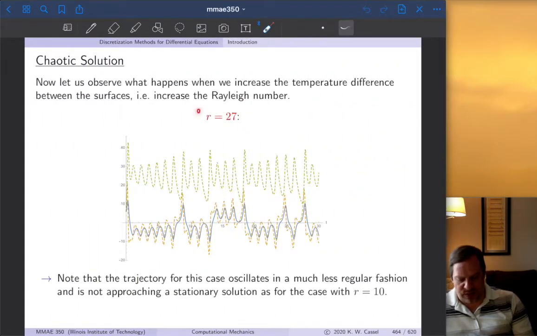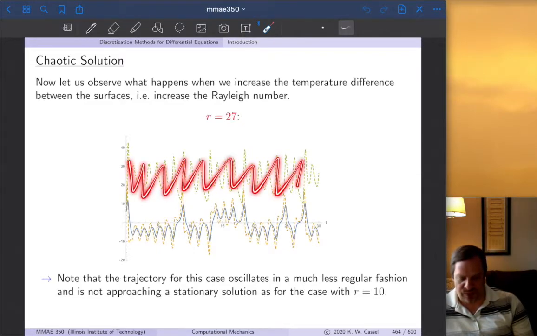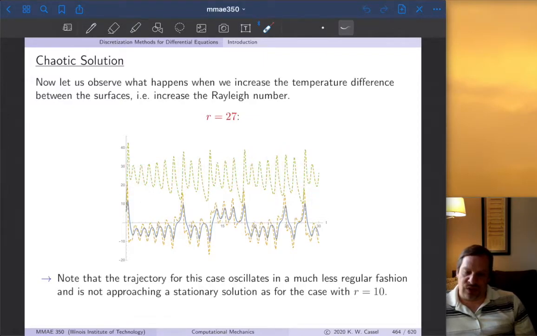Okay, let's increase the Rayleigh number from 10 to 27. So we're increasing the temperature difference between the two surfaces. Once again, plot x, y, and z as functions of time till t equal to 30. And now you can see things are quite different. They are not settling down to stationary solutions for x, y, and z.